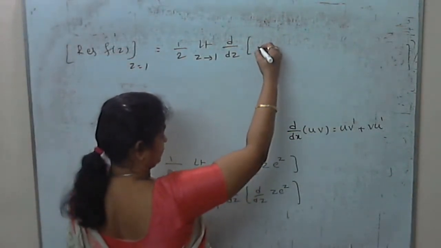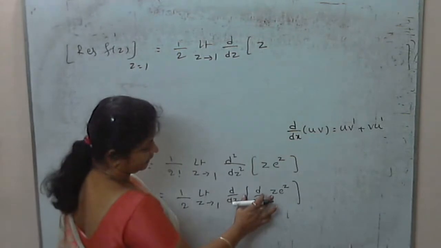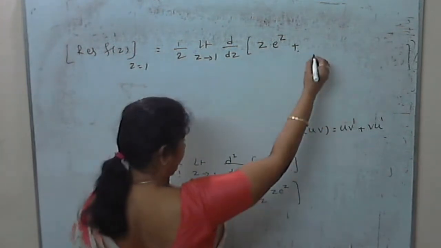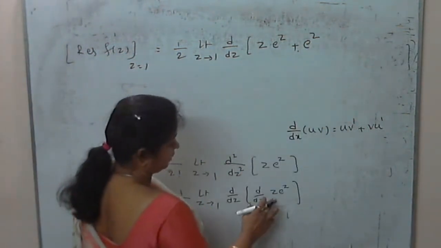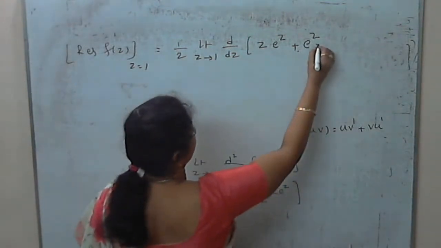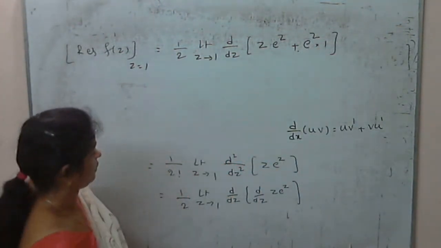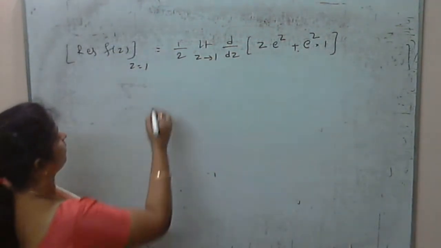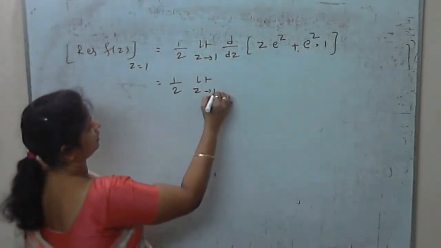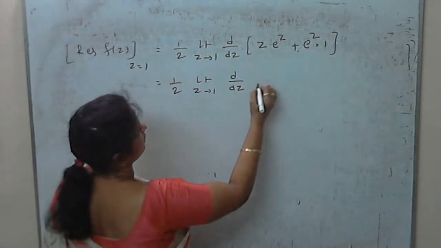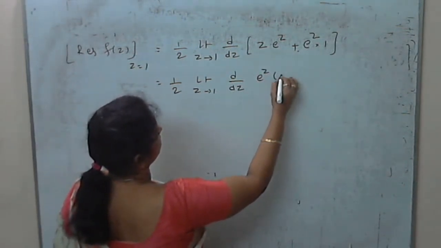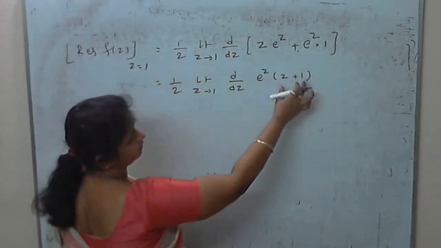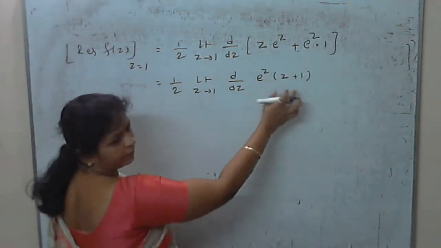First u, the z, write down the z. What is the derivative of e power z? e power z, plus v, e power z, and what is the derivative of z? d by dz of z is 1. So now we got 1 by 2, limit z tends to 1, d by dz of z e power z into z plus 1. Again you have to differentiate this. There are two terms, e power z is one term, z plus 1 is another term. Again you have to apply the uv formula.